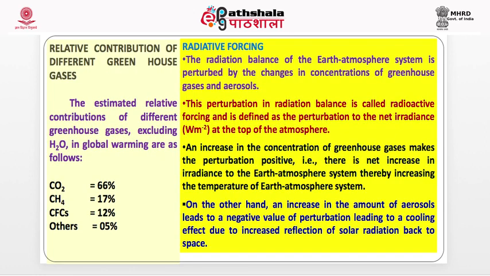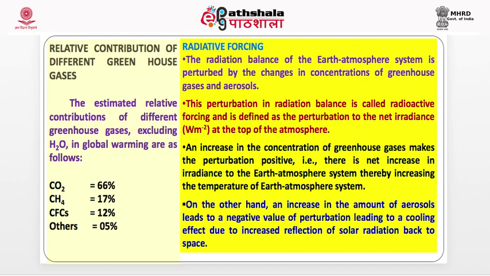The relative contribution of different greenhouse gases, the calculations have been made based on their global warming potentials and their concentrations. CO2 contributes 66% to global warming, methane contributes 17%, CFCs contribute 12%, and the remaining gases contribute 5%. A very useful and popular term is radiative forcing. What is radiative forcing? The radiation balance of the Earth atmosphere system is perturbed, or rather disturbed, by the change in the concentration of greenhouse gases and aerosols. This perturbation in radiation balance is called radiative forcing.